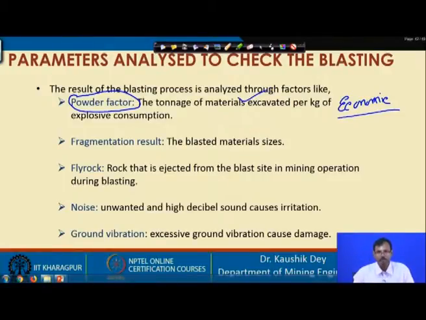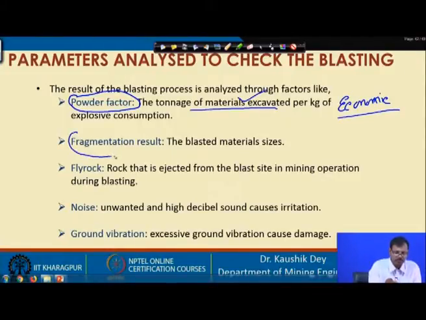That means it is an economic term, and obviously there is no term used here for the type or the grade of fragmentation. So, the powder factor will be evaluated only when the fragmentation is in a satisfactory position. In that case only powder factor is evaluated, and it is basically giving us the economic term of a blast, whether more cost or less cost is required for the blasting. That economic analysis may be carried out from this powder factor.